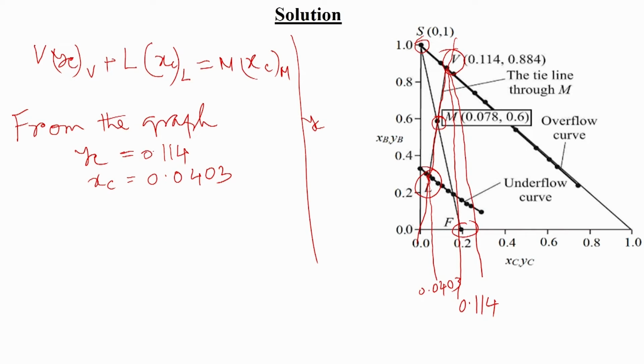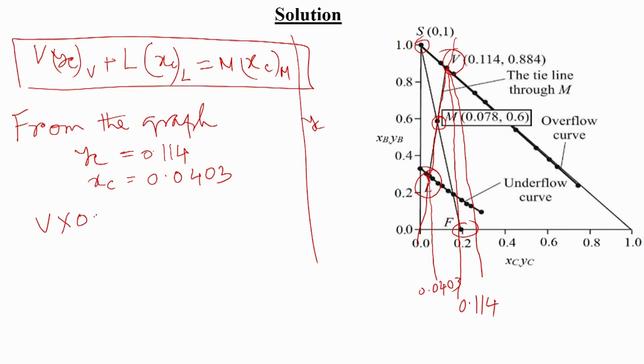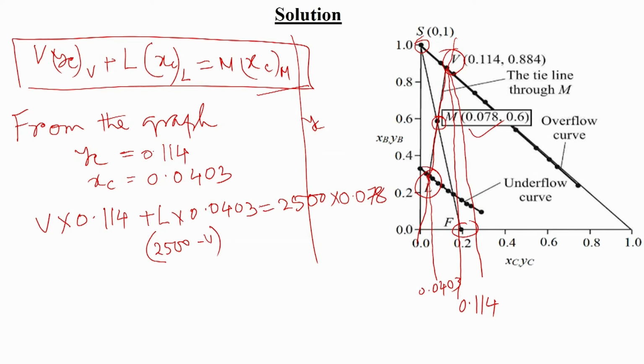Now we put this in the component balance, from where we will get both L and V. So V into Y_C, that is 0.114, in the overflow line, plus L into 0.0403, is equal to 2500, that is the mixture, into X_C, obtained as 0.078. And we know L is equal to 2500 minus V.